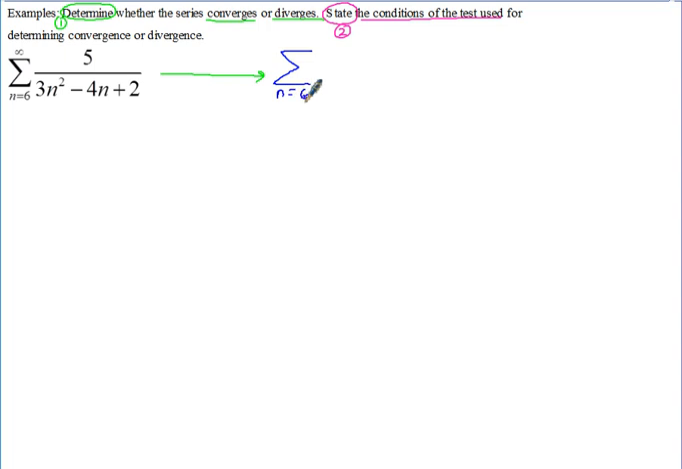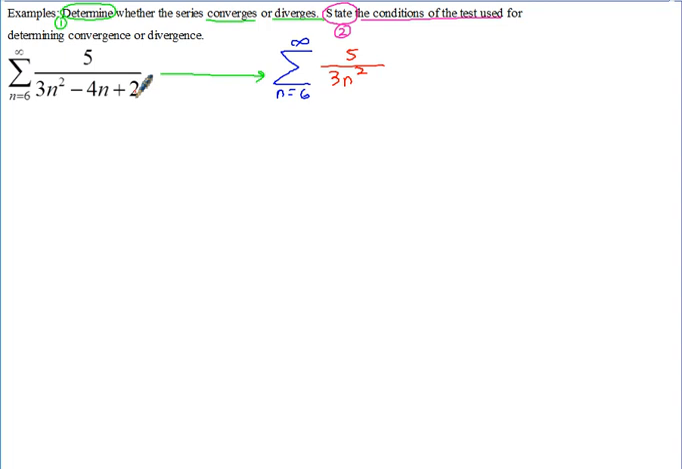So from n equals 6 to infinity, well, the 5 on the numerator is obviously going to matter. That's the only thing on the numerator. And when you head up to infinity, the term with the highest exponent is going to matter more than the other. So it'll be 5 over 3n squared. The other terms will end up being negligible. So let's compare to that, which is a little simpler.